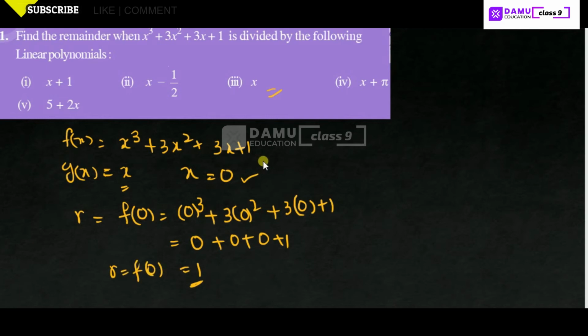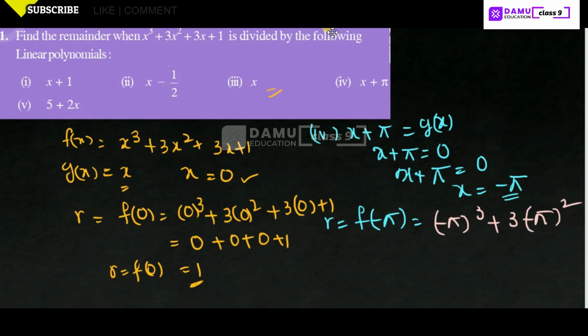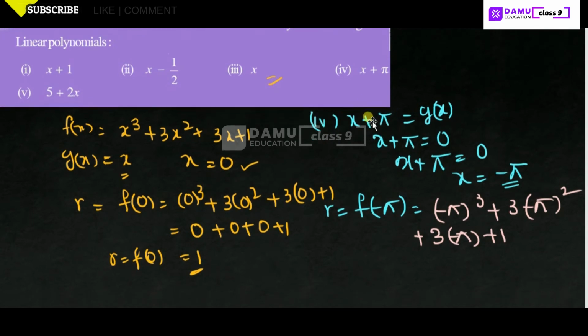Then our next one, the fourth one, is x plus 5, that is g of x. We have to equate it with 0 in order to find x. So x plus 5 will be equal to 0, then x is equal to minus 5. So the remainder will be equal to f of minus 5. So substitute minus 5 in the given expression, that is minus 5 whole cube plus 3 into minus 5 whole square plus 3 into minus 5 plus 1.